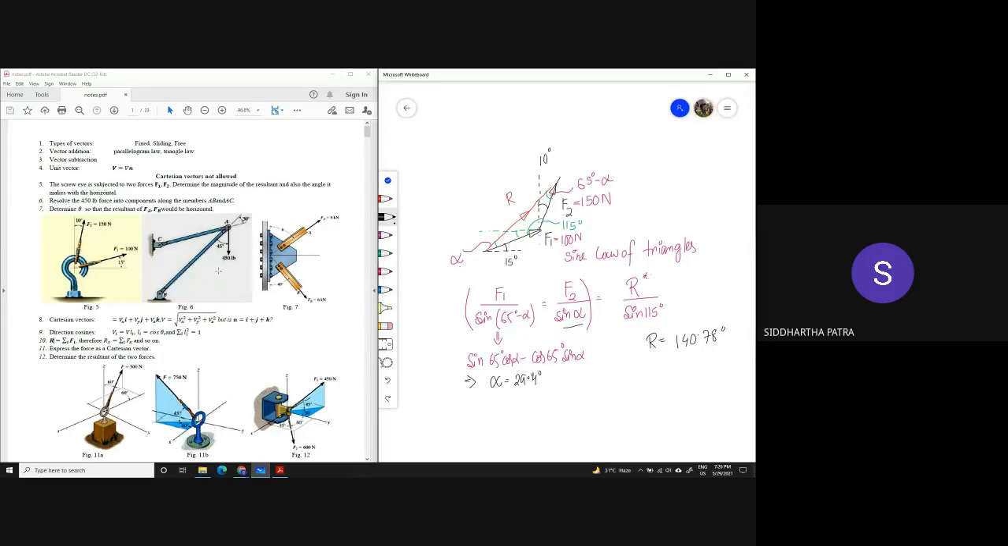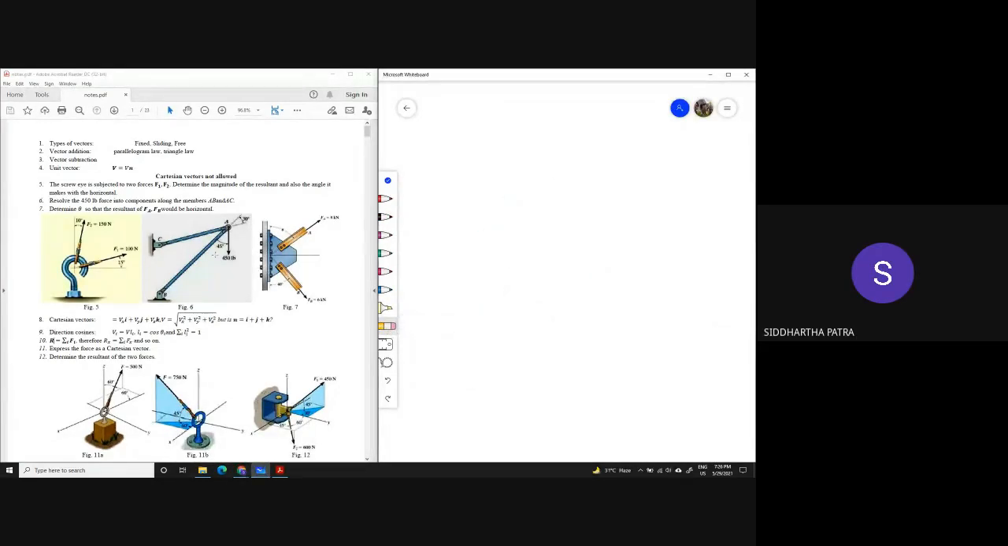Okay, now let's try the second question. Is everyone getting this same result over here, and everyone okay with the problem? Yes, sir. Okay. So next, let's go for the second problem. So what we have here is that there is a resultant force that has been shown over here.